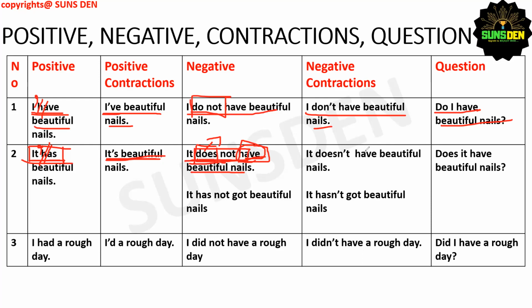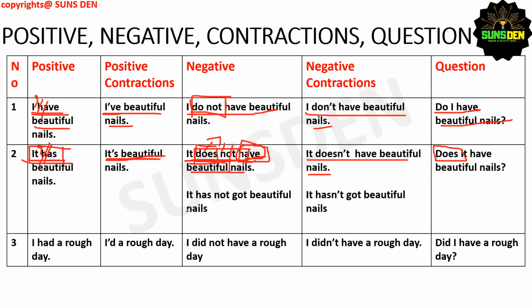Does and not goes through the contraction. O gets chopped off and an apostrophe comes, it becomes doesn't have. It doesn't have beautiful nails. Coming to the question, same rule: whenever we have a main verb or auxiliary verb, we have to introduce a do verb to take the question and the negative form. So, does it have beautiful nails? That's how the question is.